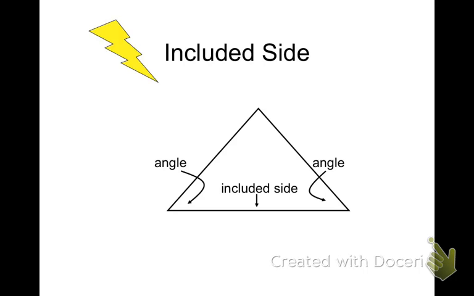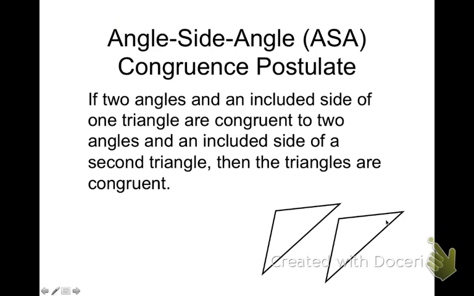And our angle side angle postulate states the following. If two angles and an included side of one triangle are congruent to two angles and an included side of a second triangle, then the triangles are congruent.